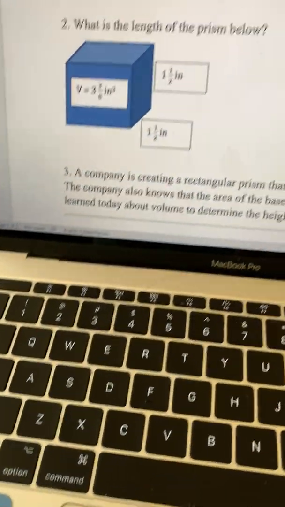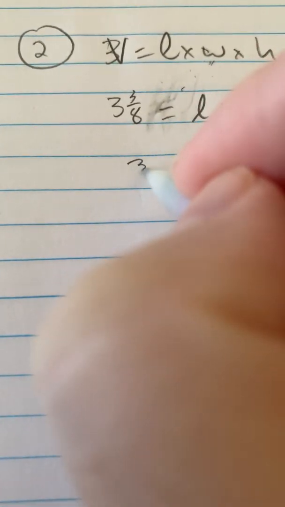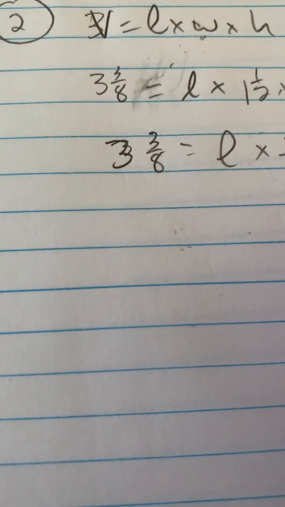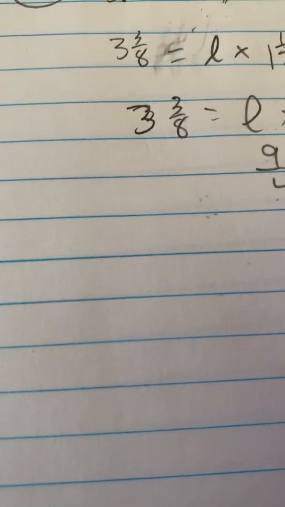Okay, number 2 asks me what is the length of the prism below. Volume equals length times width times height. It tells me that my volume is 3 3/8, and I don't know the length, so 3 3/8 equals length times 1 1/2 times 1 1/2. 3 3/8 equals length times 3 over 2 times 3 over 2. So 9 over 4 times length gives me 3 3/8 in multiplication.